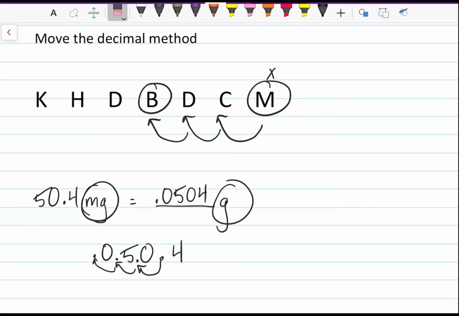0.0504. So to review those steps, the first thing that we did, we found milligrams, M. We found grams, that's our base. And then we moved our decimal point 1, 2, 3 places over.